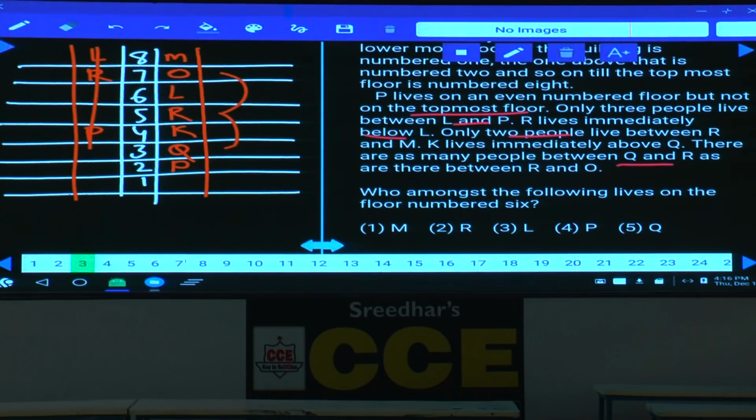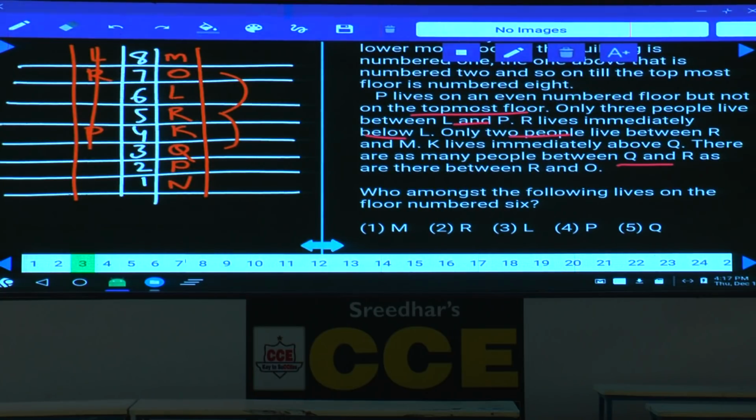Then what is the final arrangement here? Who is the person left over? N is the person left over. And the final arrangement is MO, LR, KQ, PN. And this is how these 8 persons are staying in these 8 different floors, starting from the ground floor to the topmost floor. The order is NP, QK, RL, OM.